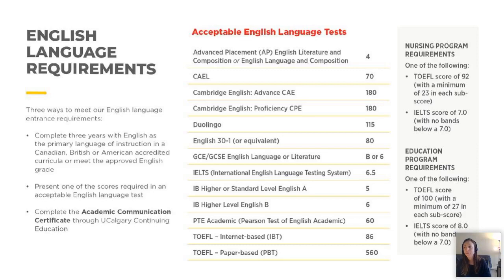The third and final way to demonstrate your proficiency would be to complete the Academic Communication Certificate. This is a semester-long program that is offered by the University of Calgary. It's really meant for students who are a bit worried about their English language skills. Perhaps you had an IELTS recently and your score was below a 6.5. I would recommend getting in touch with the Continuing Education Department at the University of Calgary, and they can talk to you about the possibilities of getting registered in one of our English language programs.